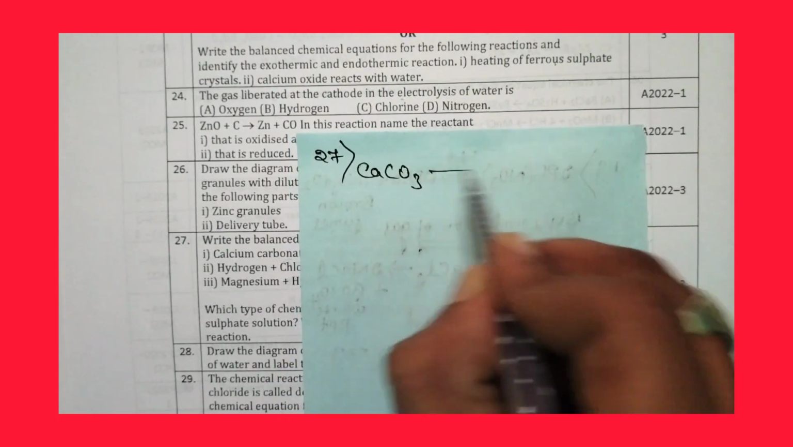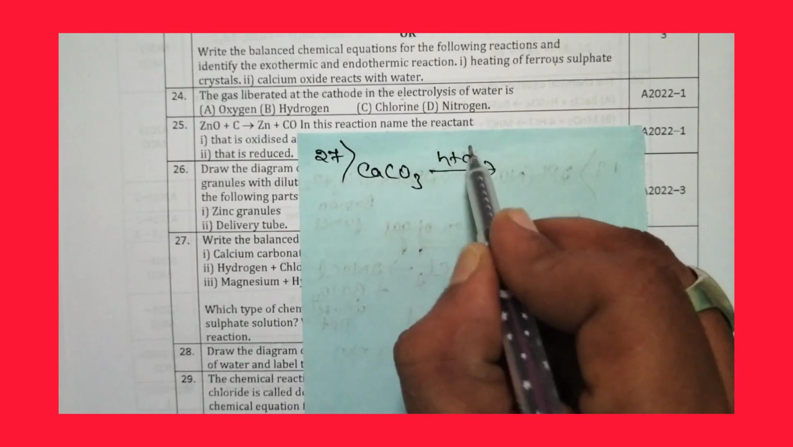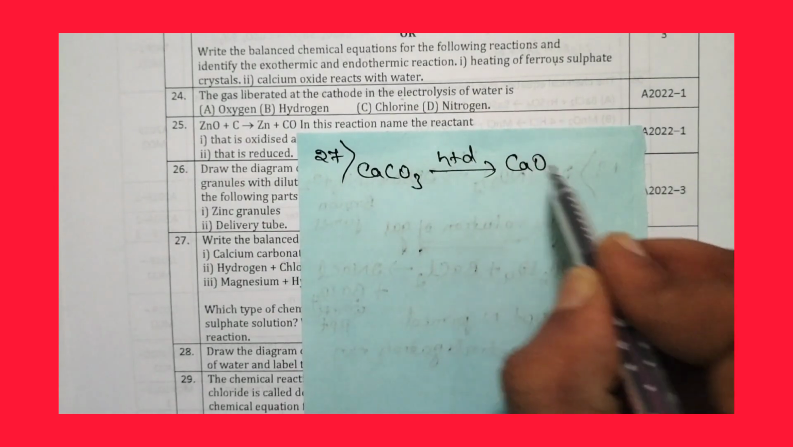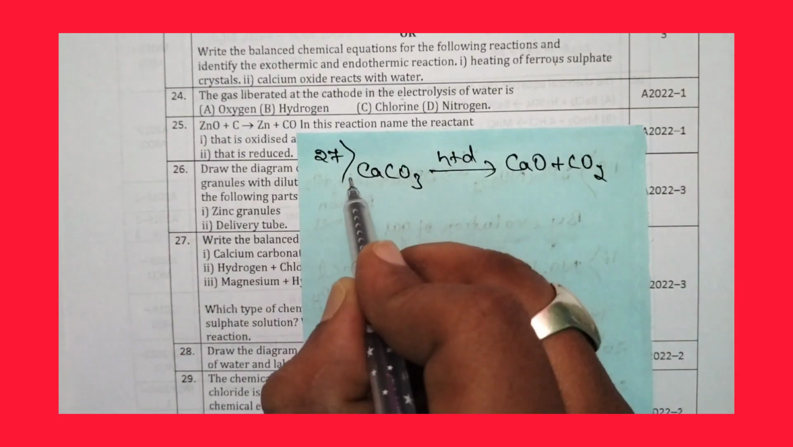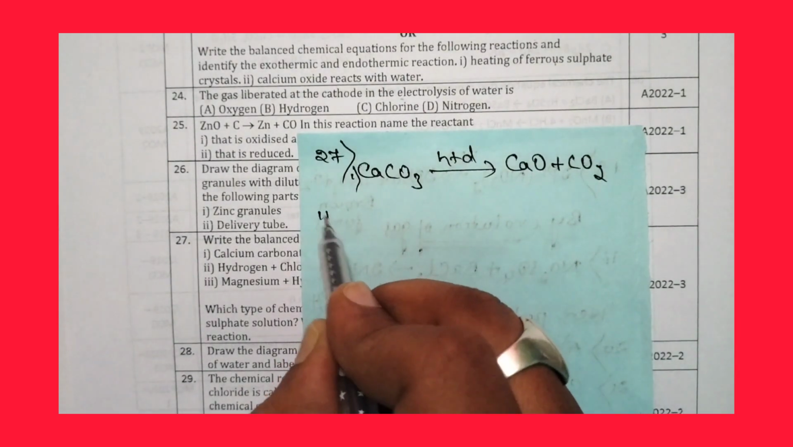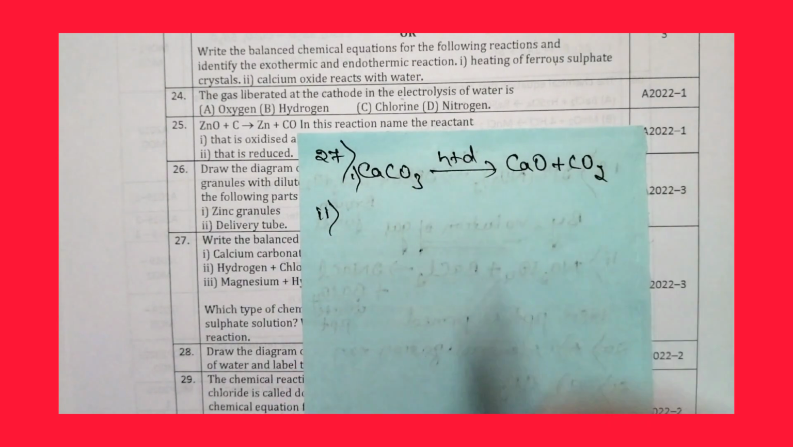CaCO3 when it is heated forms calcium oxide, CaO, plus carbon dioxide, CO2. So this is the answer for the first question. This is the balanced chemical equation: CaCO3 gives rise to CaO plus CO2.